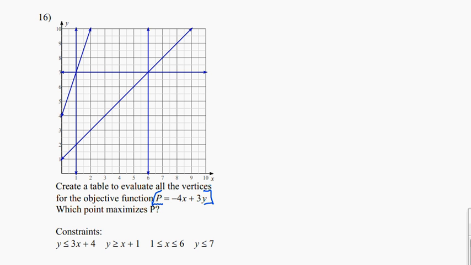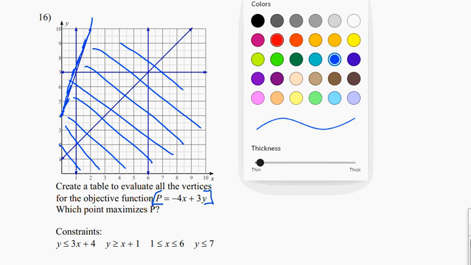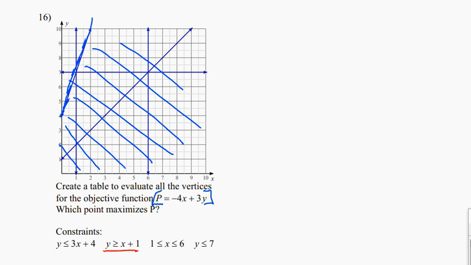And these are our constraints, y equals 3x plus 4. So that's this line right here. And it says less than or equal to, so that would be this area over here, below that line. Blue was a bad choice for that color, for that line. Then we have another constraint, y greater than or equal to x plus 1, so that's this line right here, and we have to be above that line. That's this area up here.